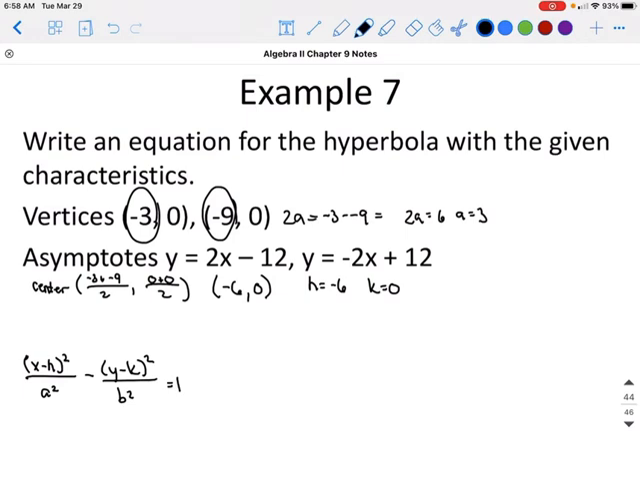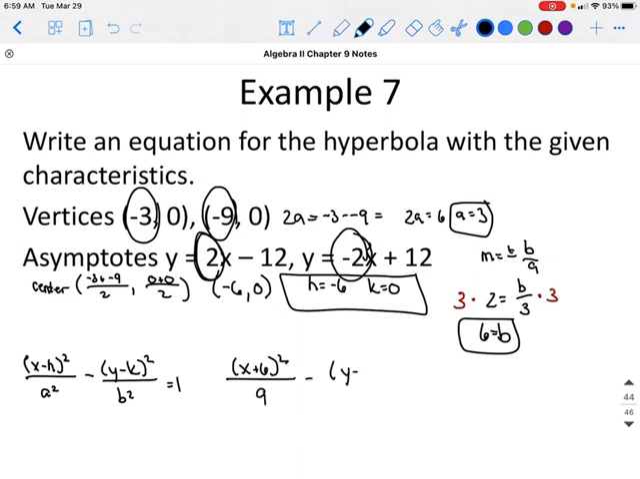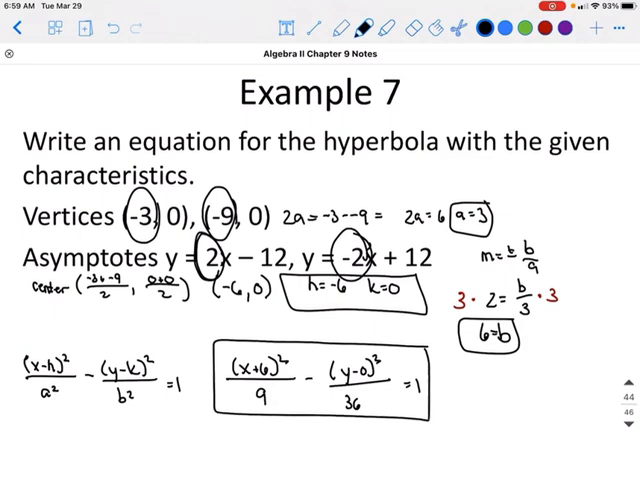Now, if we remember back to the asymptotes, on our asymptotes, if it's the x that comes first, the slope is going to be plus or minus b over a. So our slope is positive and negative 2. So if our slope is equal to b over a, and we know our a value is 3, we can solve for b. To get the b by itself, we are just going to multiply both sides by 3, and we're going to get 6 is equal to b. So we have a, b, h, and k. Now we can write our equation. A squared, or 3 squared, is going to give us 9. B is 6, so b squared will be 36, is equal to 1. And remember, if you want to write that y minus 0 squared as just y squared instead, that would be fine.